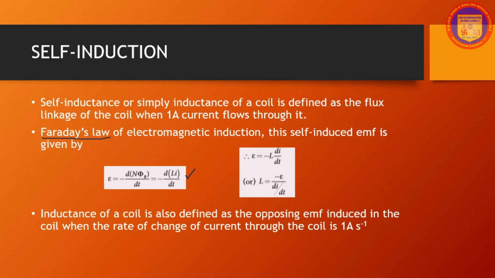The negative sign in the above equation means that the self-induced EMF always opposes the change in current with respect to time. If dI by dt is equal to 1 ampere per second, then L is equal to minus epsilon. Inductance of the coil is also defined as the opposing EMF induced in the coil when the rate of change of current through the coil is 1 ampere per second.